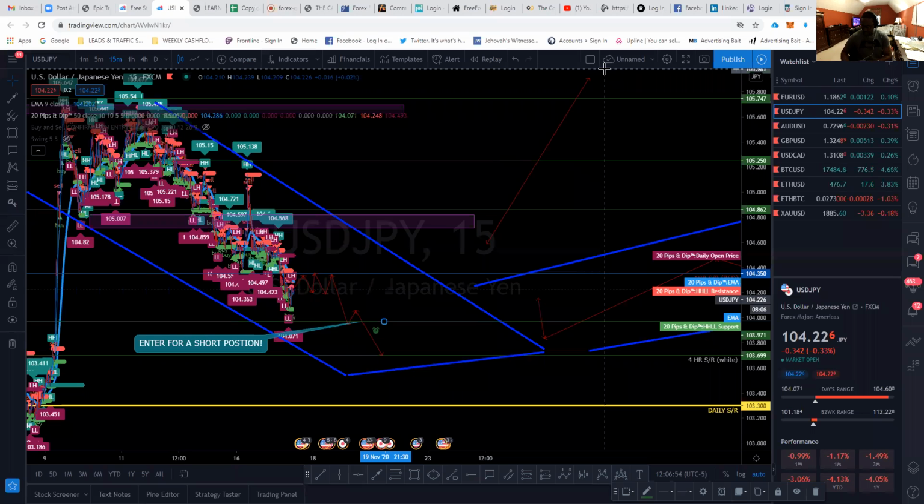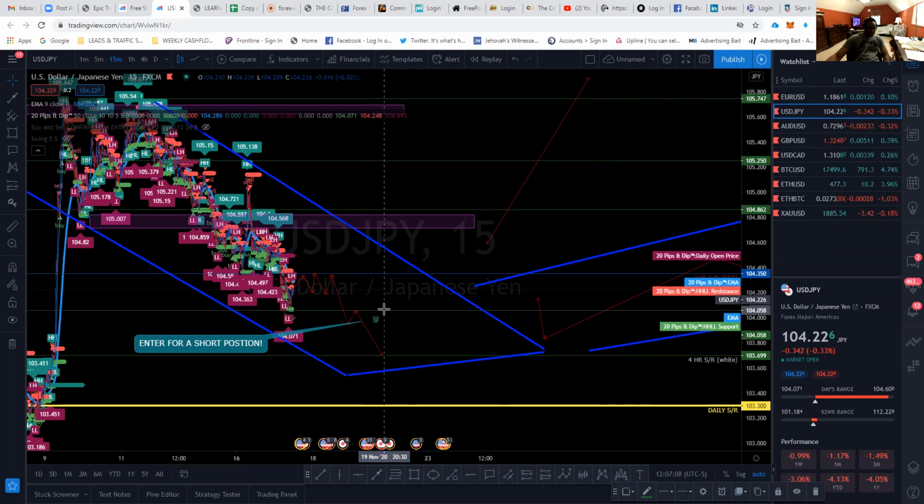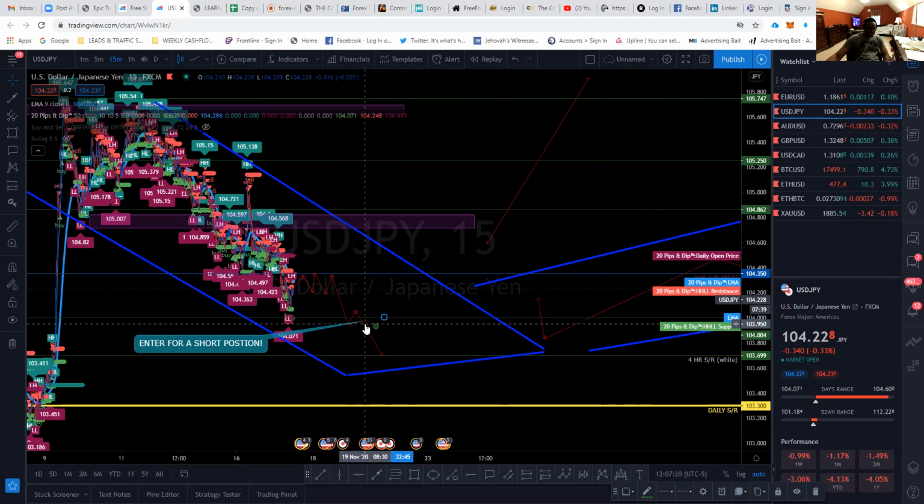Okay, we're back. So where were we? Okay, so I would enter for a short position once it crosses this line. Actually, let me move this horizontal line up here. So once it crosses this line, it's going to retest and cross this line, then I'm going to enter in for a short position here.